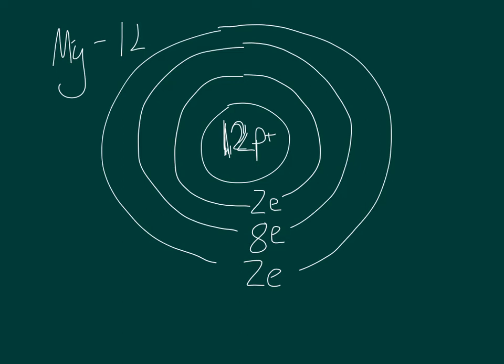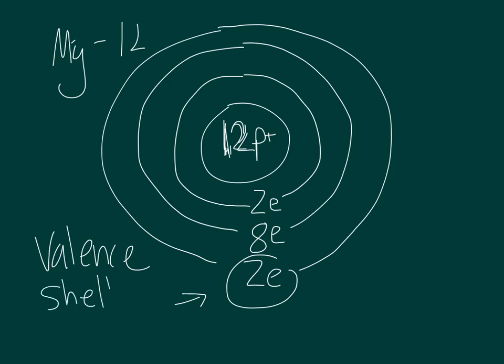So magnesium has 2 electrons in what is known as the valence energy level or valence shell. The valence refers to the highest energy or the outermost energy level.